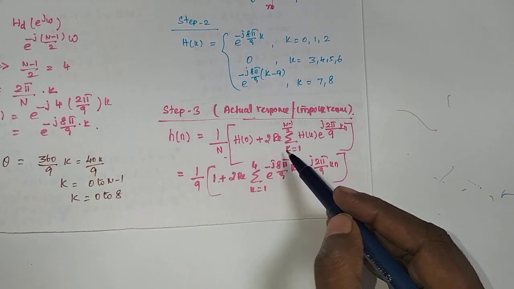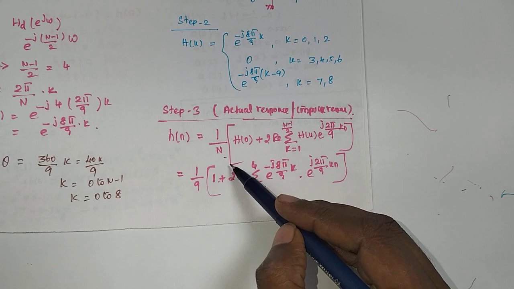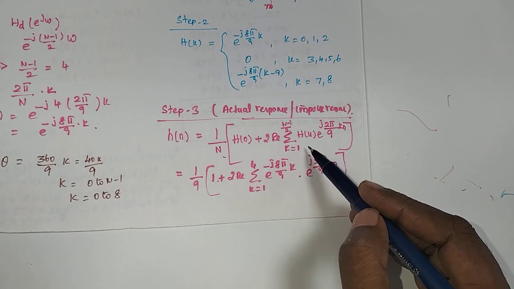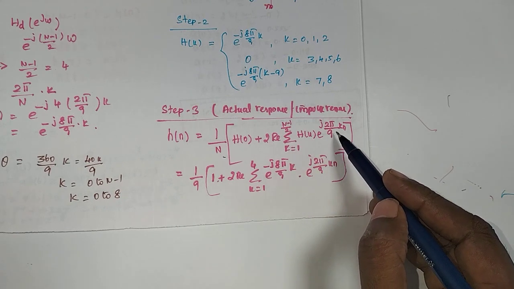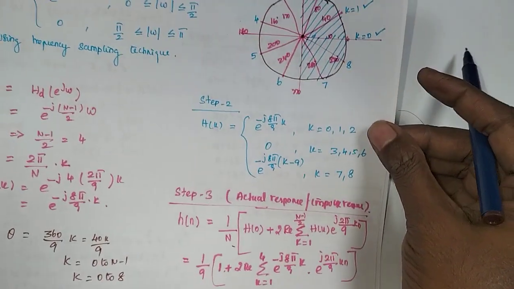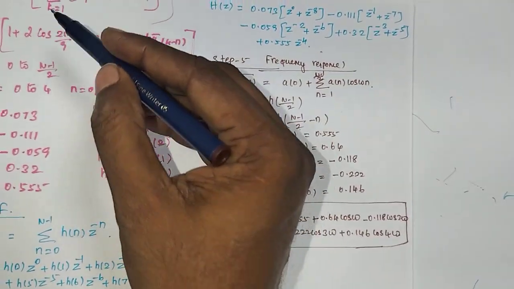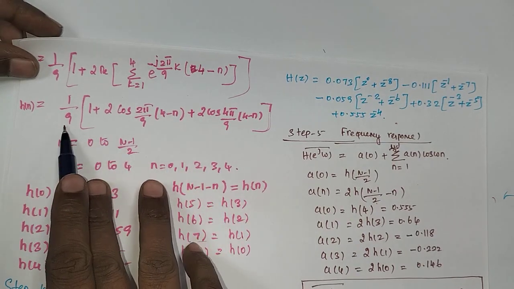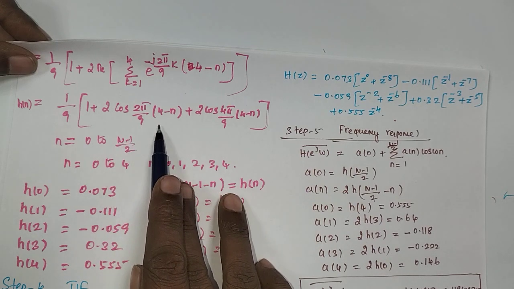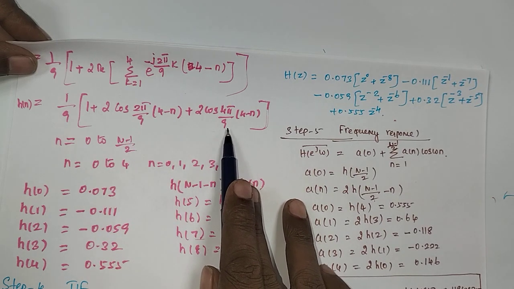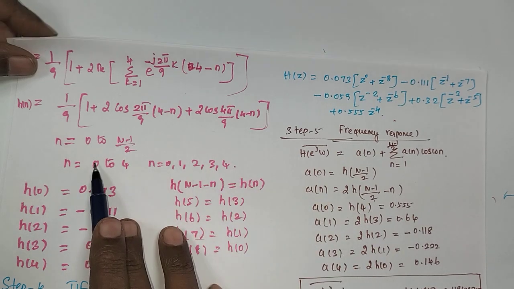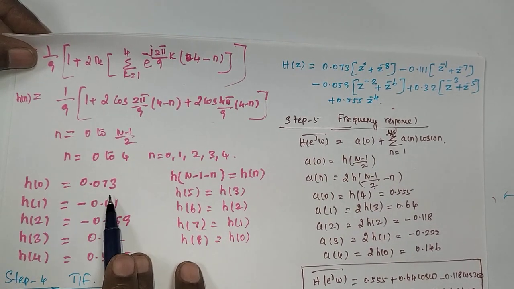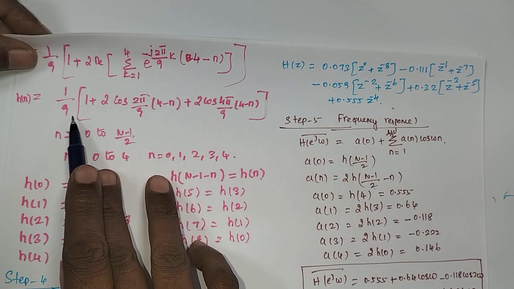To find the actual response or the impulse response of that filter, 1 by n into h of 0 plus 2 into real part of summation k is equal to 1 to n minus 1, h of k into e power minus j 2 pi n into kn. I am just taking common outside. Then after finding these values, 1 by n, and then I am taking 1 by n of this value, 2 into cos 2 pi by 9 into 4 minus n plus 2 into cos 4 pi by 9 into 4 minus n. For n value is equal to 0 to n minus 1 by 2, 9 minus 1, 8 by 2 is equal to 4, 0.073. Don't forget to divide the answer by 9.